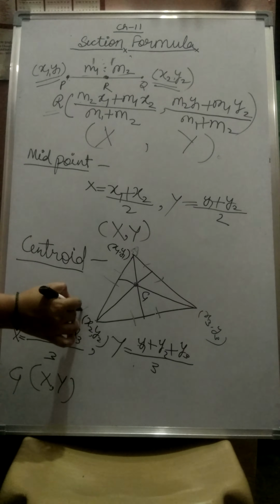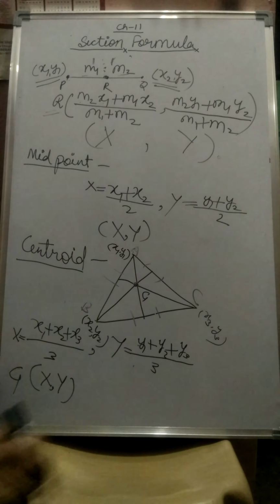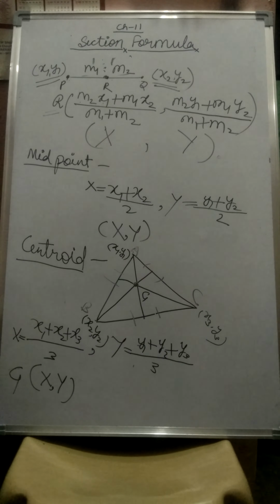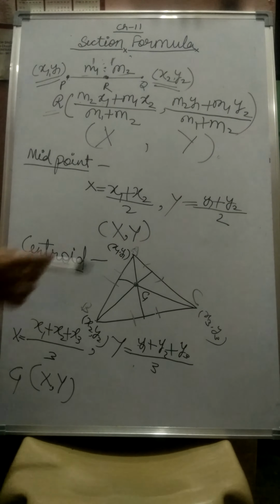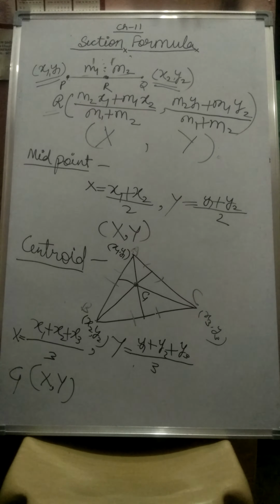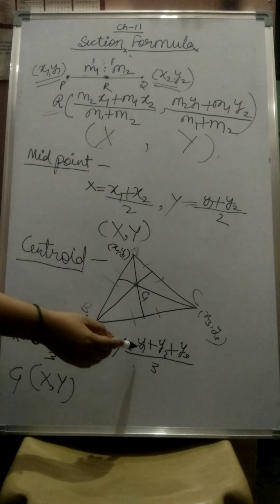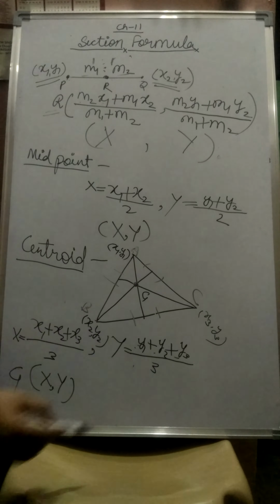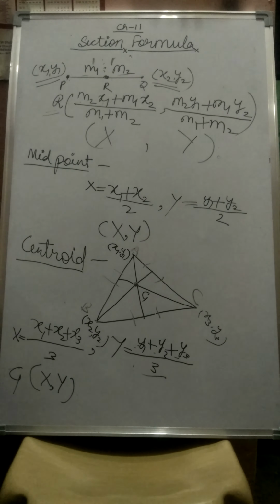So this is A, this is B and this is C. These are the three points of the triangle ABC. The coordinate of A is x1, y1. The coordinate of B is x2, y2. The coordinate of C is x3, y3. When we want to get the centroid, x is equal to (x1 + x2 + x3) by 3, and y is equal to (y1 + y2 + y3) by 3. This is the centroid.